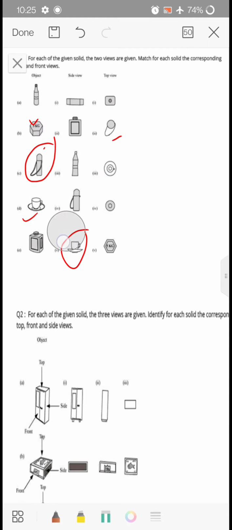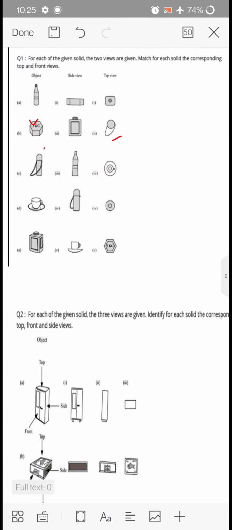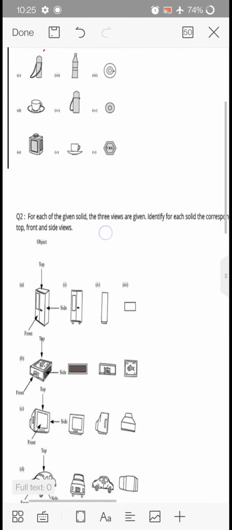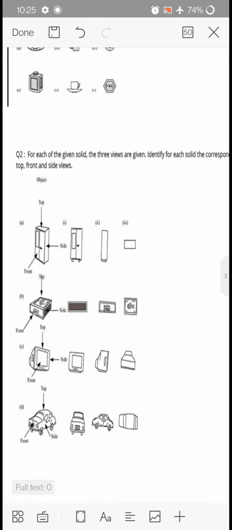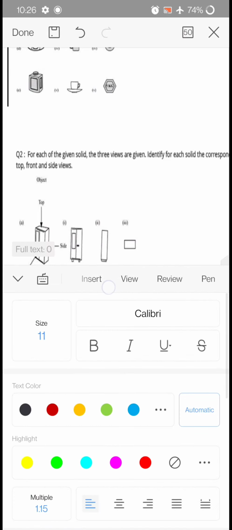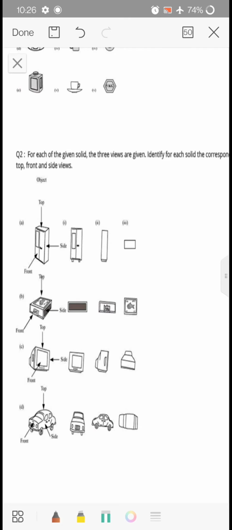So this is how you can identify the top view, front view and side view, and this is one type of question, where you have to identify the top view, front view and side view from the given views. Here again the next question, that you have to identify the top view, front view and side view. So here an almirah is given and 3 views are given. From this you have to identify the top, side and front.